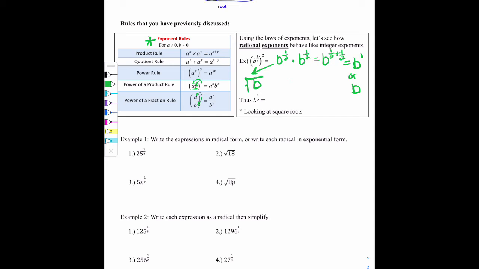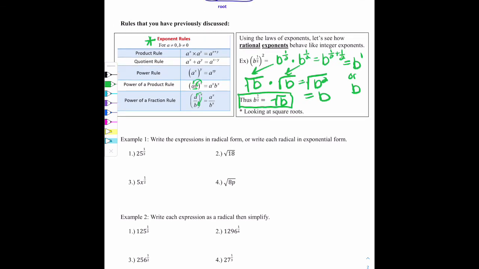So we're taking the square root because that's a little 2. So b to the 1/2 is the same thing as the square root of b. This is the square root of b. And what happens when you take a square root and times it by itself? We've talked about this. That means the square root symbol is eliminated because what you're getting is the square root of b squared, which is just b. So that proves to us that b to the 1/2 is the same thing as the square root of b.